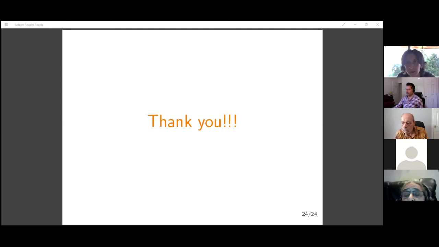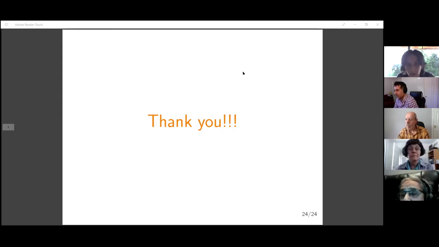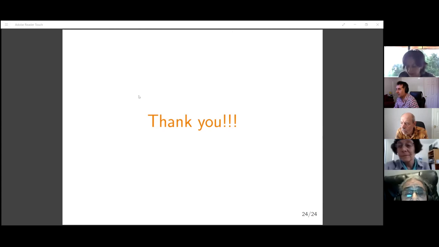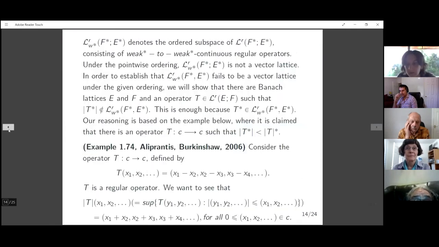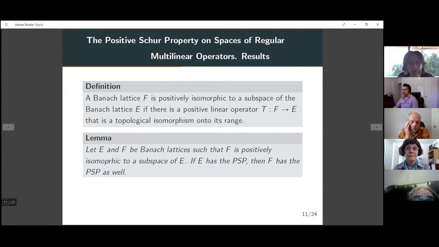Okay, anyway, the first one was, when you defined isomorphism to a subspace, I asked, is there a Schroeder-Bernstein theorem like: if E embeds to a subspace of F and F to a subspace of E, then must E and F be isomorphic? Page 11. Is there a Schroeder-Bernstein-like theorem? We tried to find a reference for this positive isomorphism. It's a very good question. I will try to find out if there is something about it.